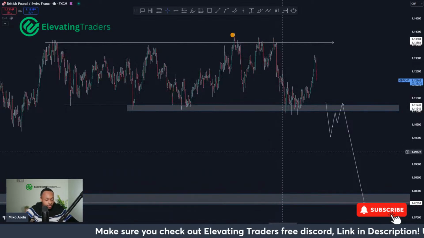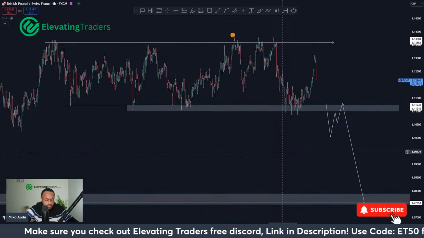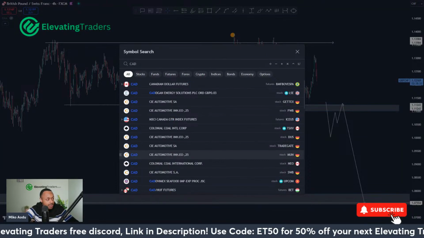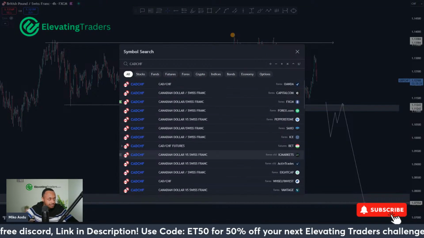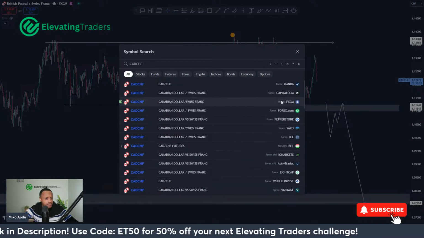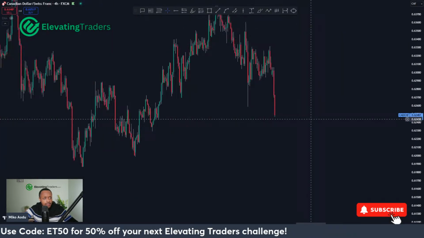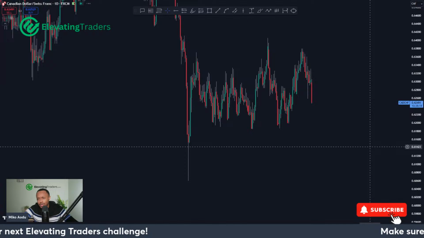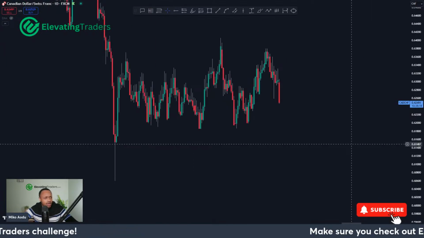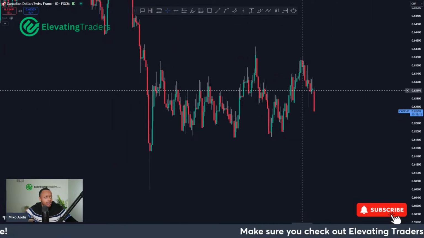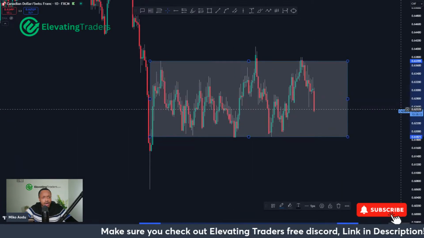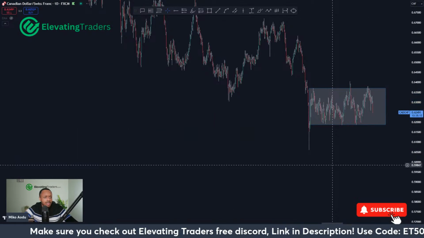In terms of CAD CHF, again, I don't really have a setup for this one. It's not on the watch list, I can tell you that for free. But yeah, CAD CHF, really strong drop this morning. I think CAD's a little bit weak as well. And of course, with CHF strength, we are seeing some follow through here. But again, CAD CHF is very, very firmly in that consolidation. So again, not really interested.